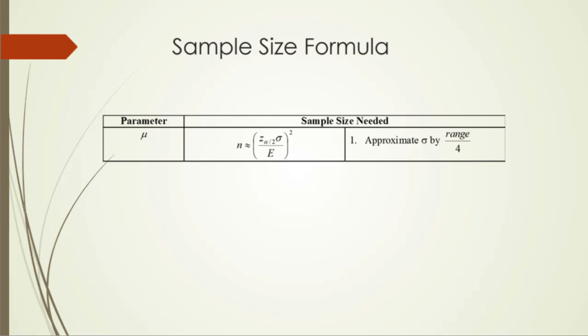Occasionally, the population standard deviation is not given, but the range of the data values is given. We can approximate the population standard deviation using range over 4. The example on the next slide would make use of this relationship to solve for sample size.